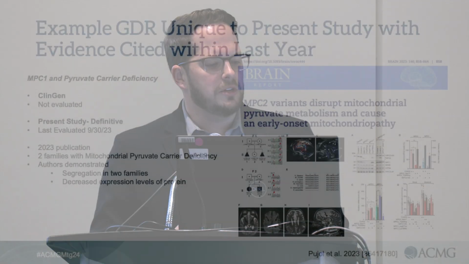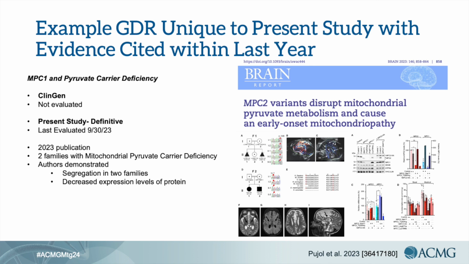The gene is MPC1 and the disease is pyruvate carrier deficiency. At the time of this analysis, ClinGen had not analyzed this. When we performed this work, there had been a study with functional and clinical evidence that was evaluated on September 30, 2023, that indicated that this was a definitive association. And the evidence there is presented from that publication.